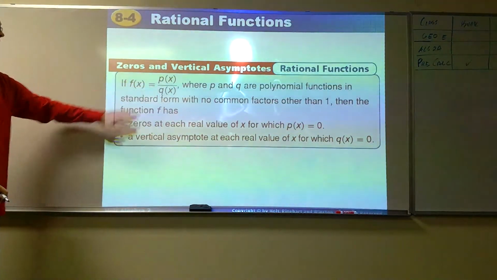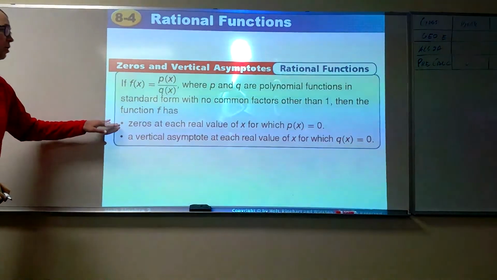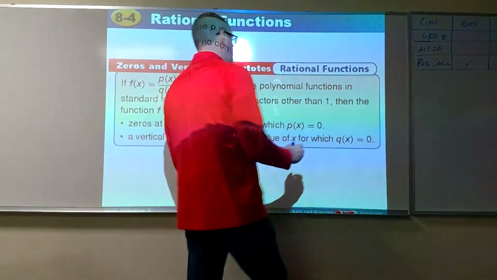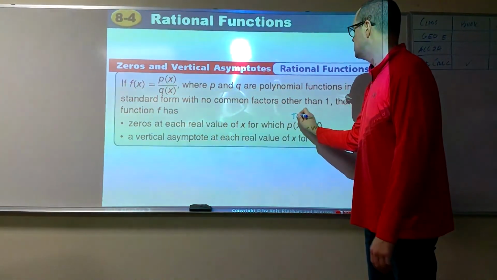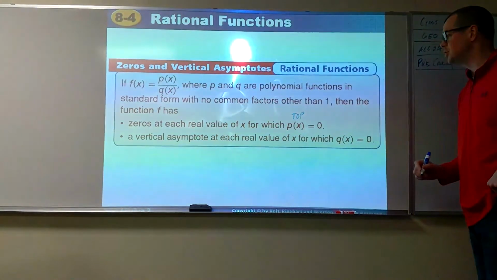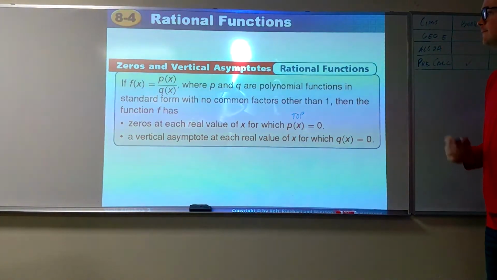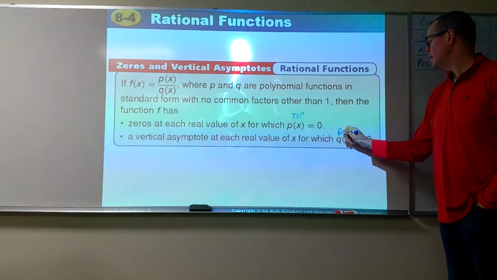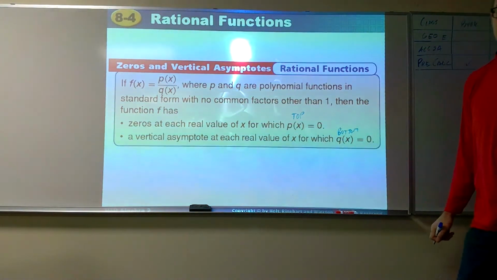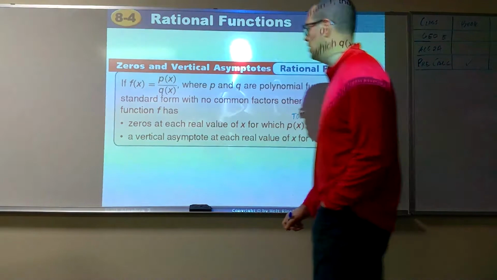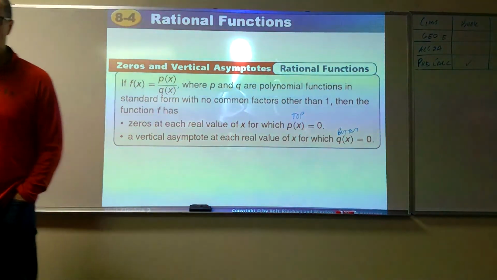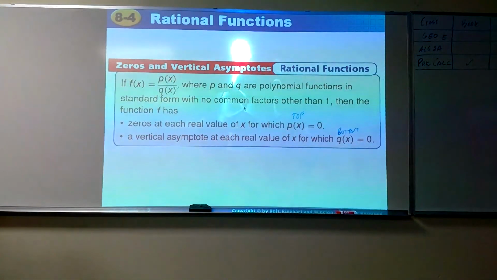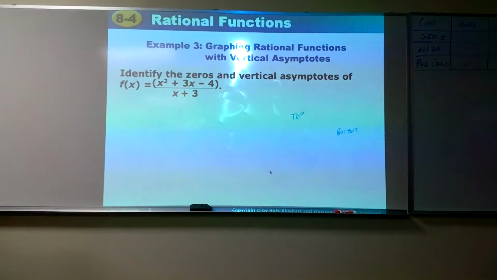Okay, so if you have rational functions, zeros. The zeros of the function are what make the top 0. So whatever makes the top 0 is your 0. A vertical asymptote is whatever makes the bottom 0. Okay, so whatever makes your denominator 0. So your zeros are what makes the top 0. Your vertical asymptotes are what makes the bottom 0. All right, let's do it.